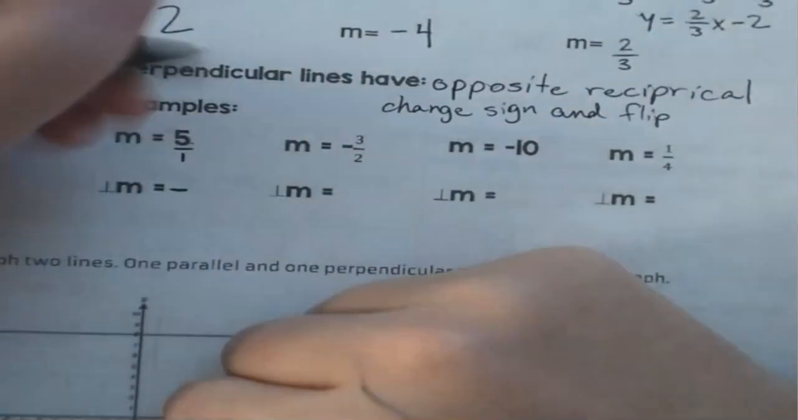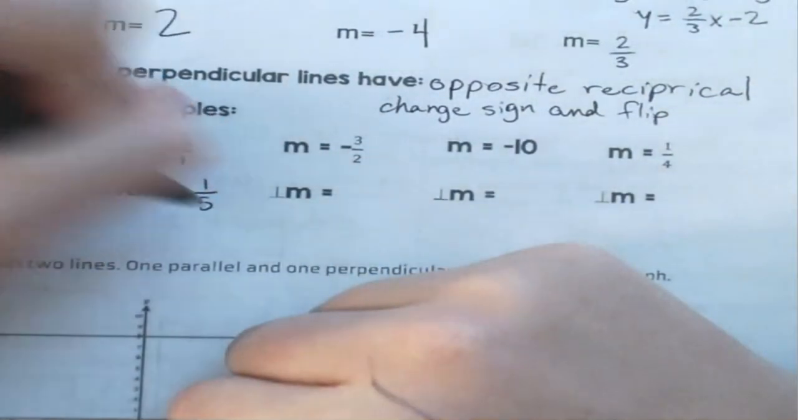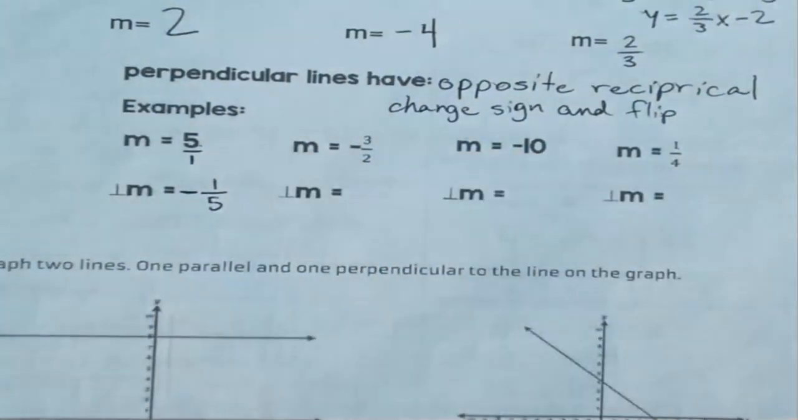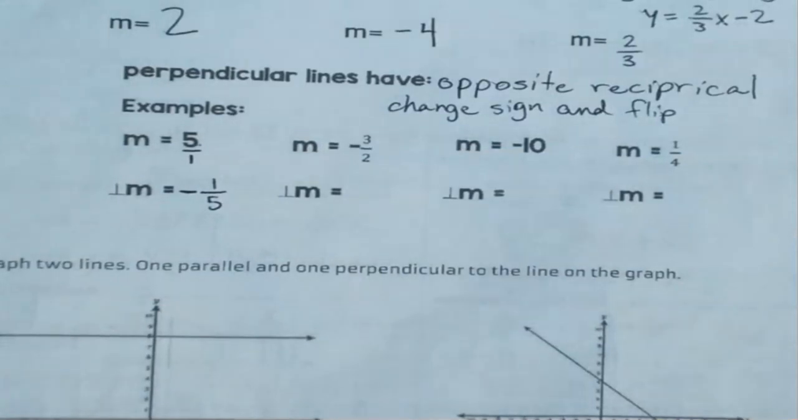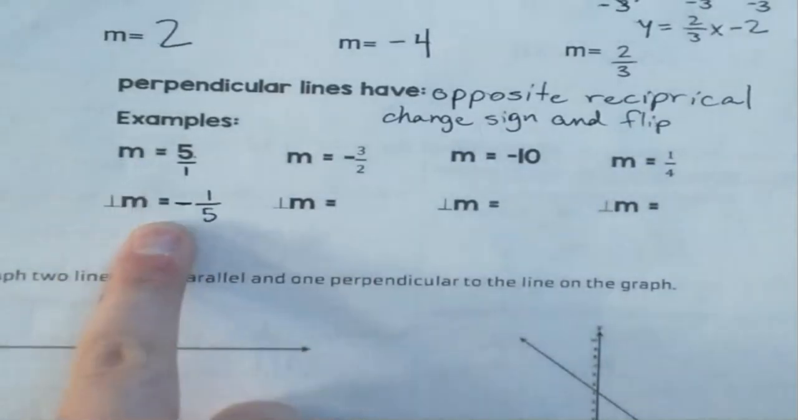You can flip those and make it 1 over 5. So anytime it's a whole number, just make it 1 over that number. All right, so negative 1 over 5 would be the perpendicular slope to that.